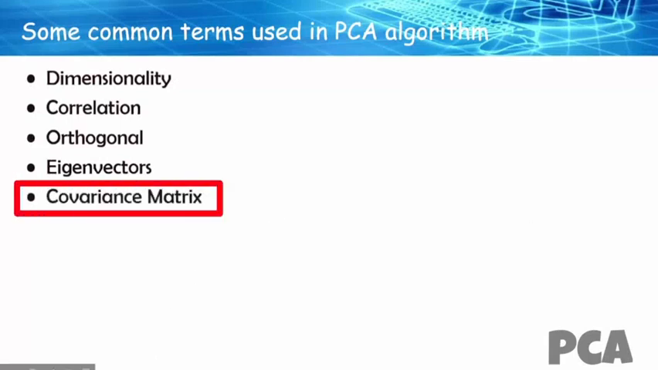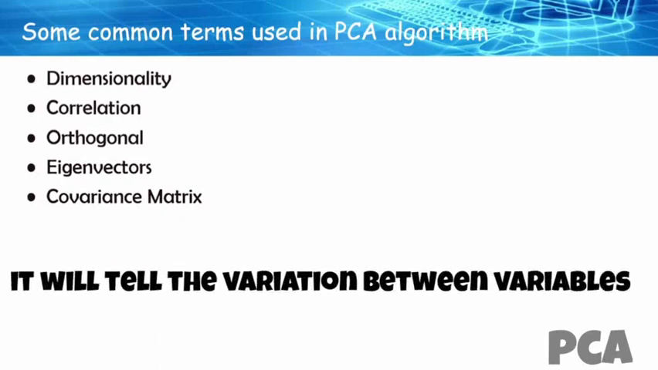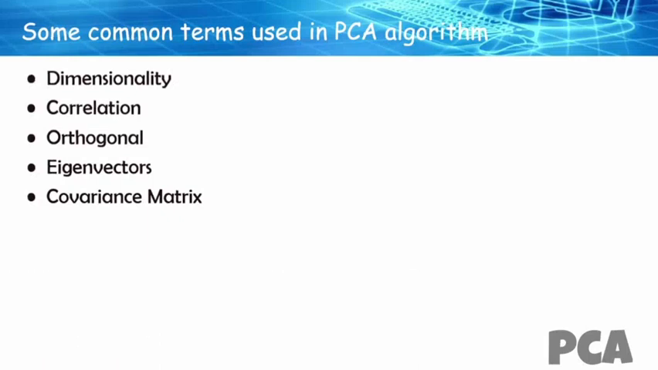So basically this is used with respect to the covariance matrix. Here it will tell the variation between variables. So what is the covariance? Again, the mathematical terms we were speaking about, variance and covariance, right? So here covariance, we'll represent in terms of a matrix. This matrix will have the covariance of each pair of variables, hence it is known as the covariance matrix.